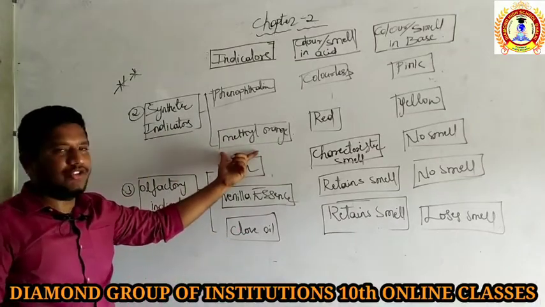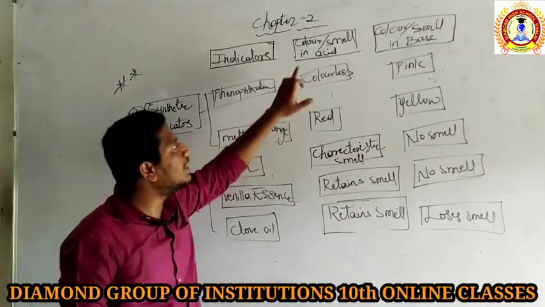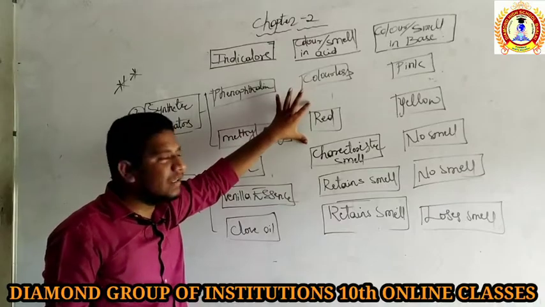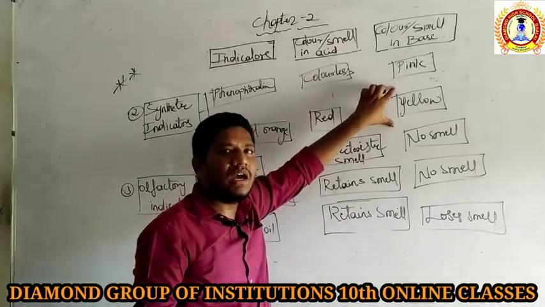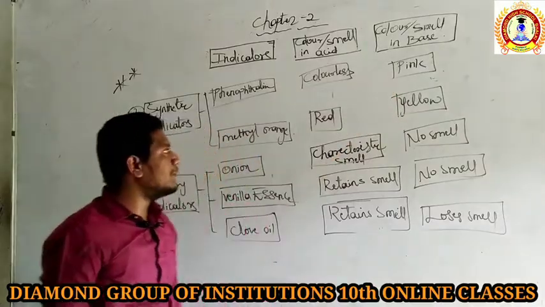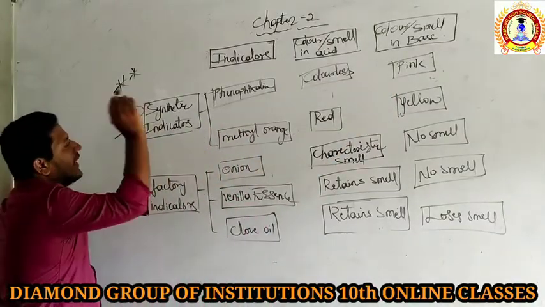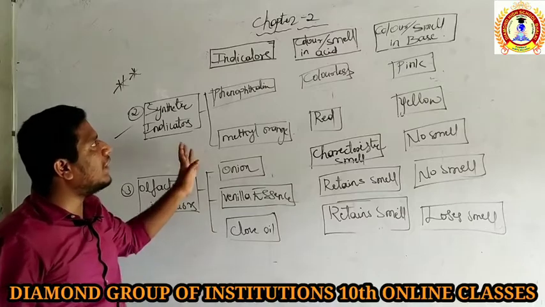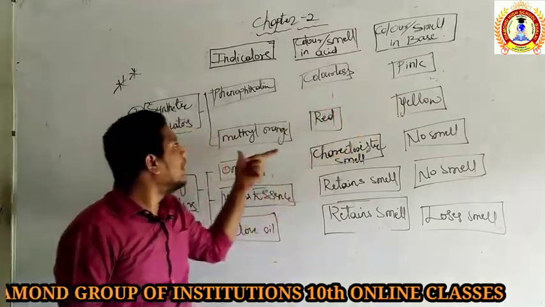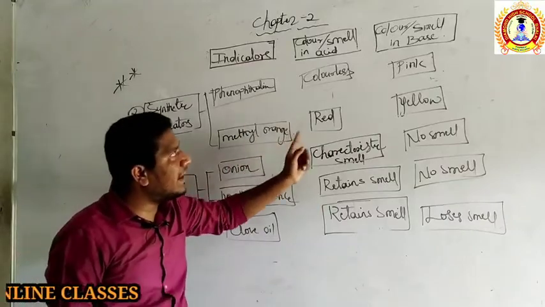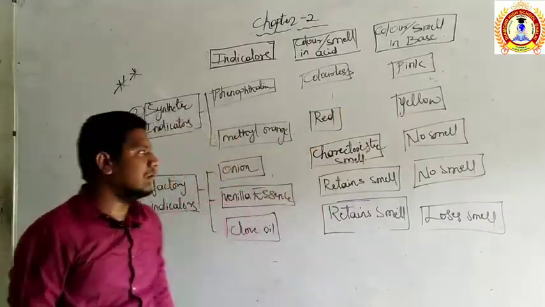The methyl orange color in acid is red, and in base the color is yellow. So those are the synthetic indicators. Phenolphthalein in acid is colorless, in base is pink; methyl orange in acid is red, and in base is yellow in color.